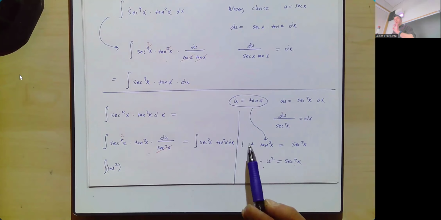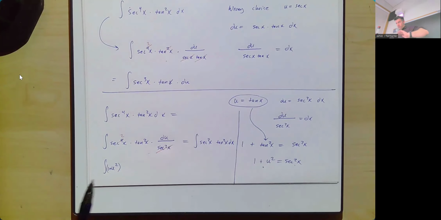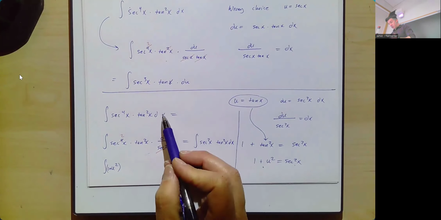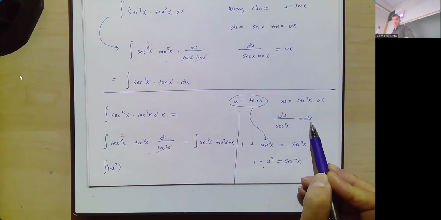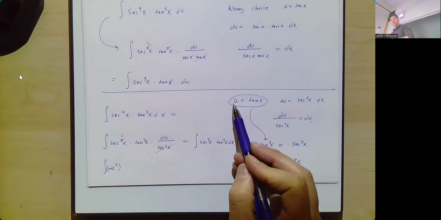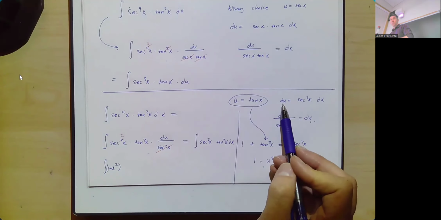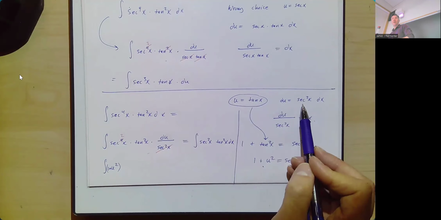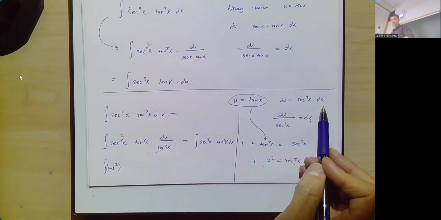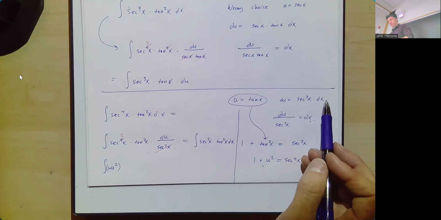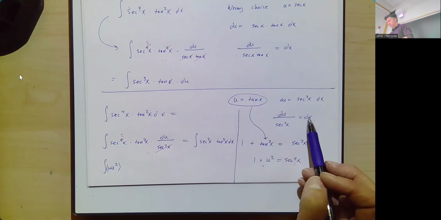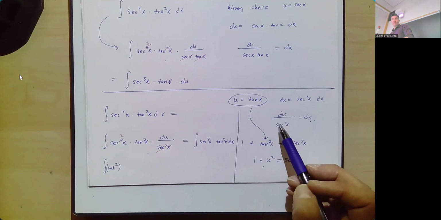So when I'm doing this, if I'm doing it the way you said I should, I'm just going to take dx and replace it with what it's equal to. So u is tangent, and du, the derivative of u, is secant squared x times dx. The derivative of tangent is secant squared. Then I isolate dx, so dx is equal to du divided by secant squared.